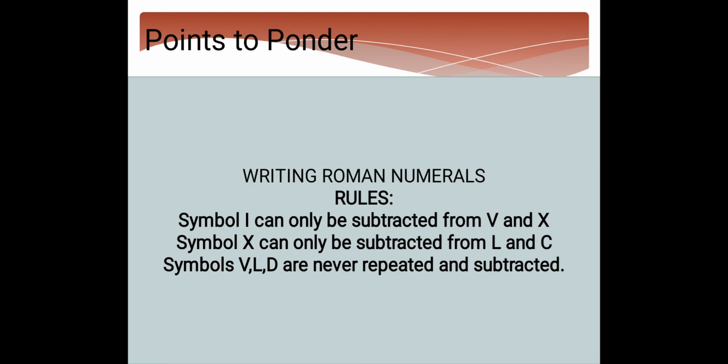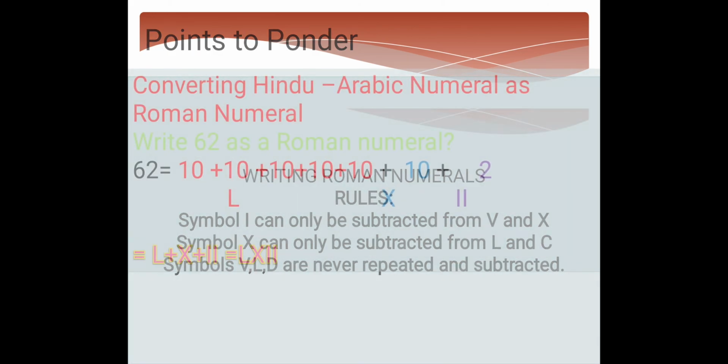So writing numerals, symbol I can be subtracted from V and X. X, which is 10, can be subtracted from L and C. These are the things that we have to remember. Symbols V, L and D, which are 5, 50 and 500, are never repeated or subtracted.